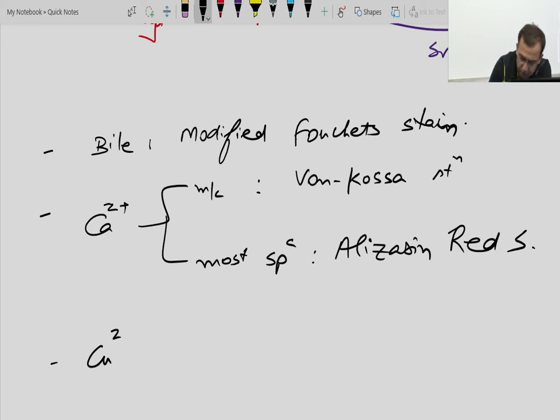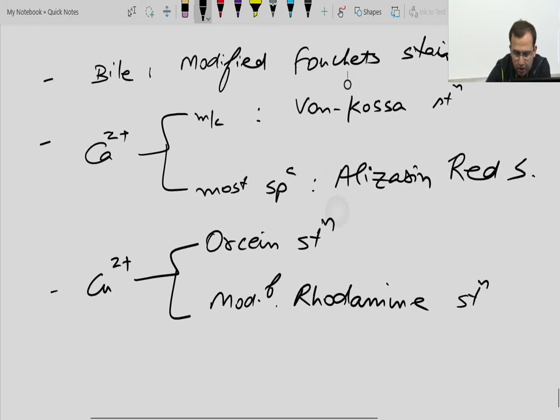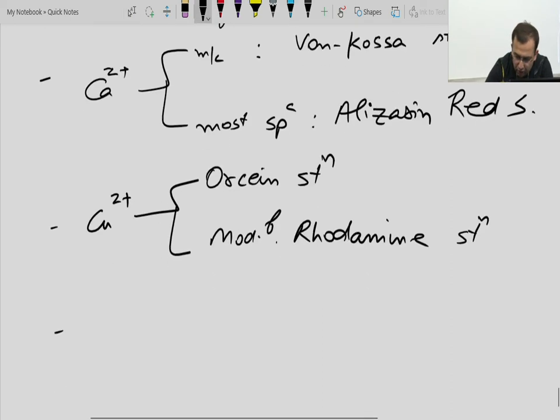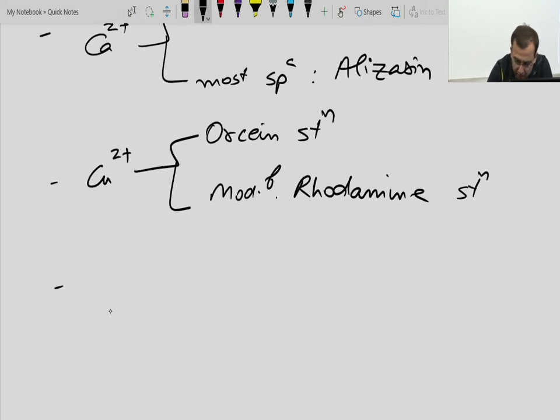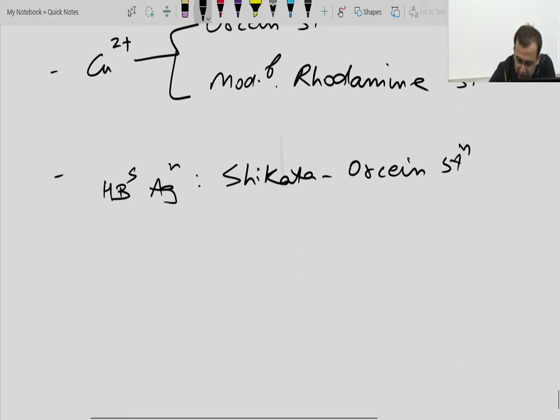Next, copper. We again use 2 stains, that is Orcein stain and modified rhodanine stain. Next, please differentiate. Modified rhodanine is for copper, whereas hepatitis B surface antigen is the Shikata Orcein stain.